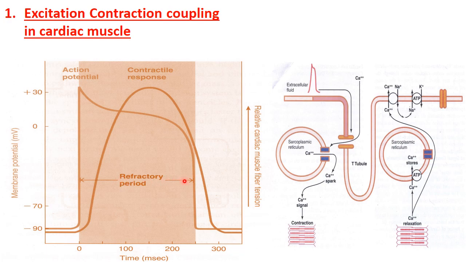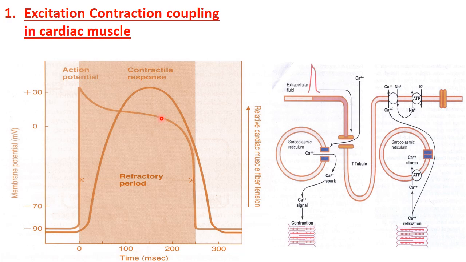Here we have talked about a period when the cell is unable to receive another stimulus. This period is called the refractory period of the cardiac muscle. The prolonged refractory period of the cardiac muscle is due to the plateau phase, that is phase 2, the plateau phase of the ventricular action potential. I repeat, this prolonged refractory period of the cardiac muscle is due to presence of the plateau phase of the ventricular action potential.